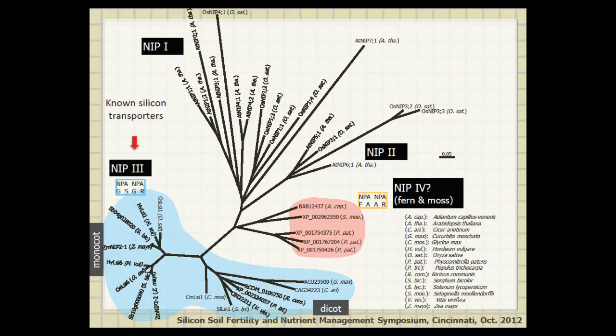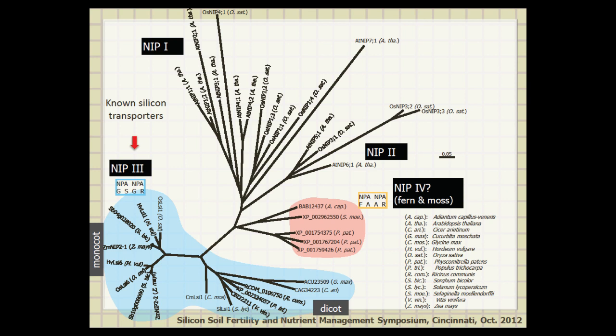And when you do some phylogenetic analysis and look at the different genes that look like LSI1 in other realms of the living, you find that they all belong to this NIP3 family. So this is one big family of genes that encode proteins involved in transport. And so these are where all the known silicon transporters lie. So they have these specific characteristics.